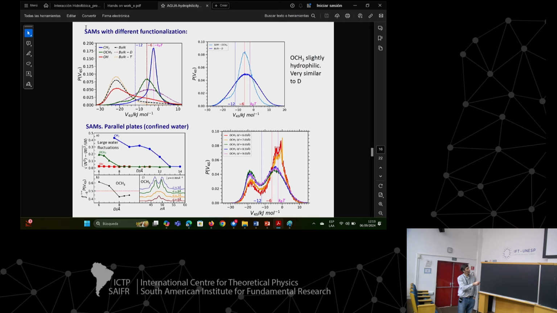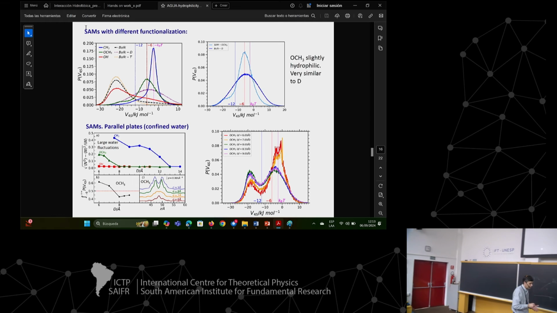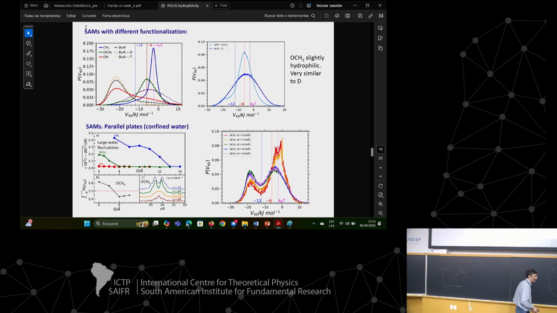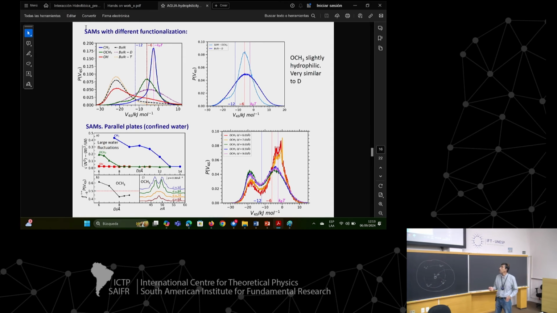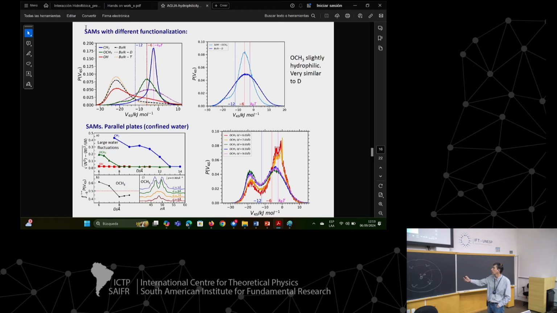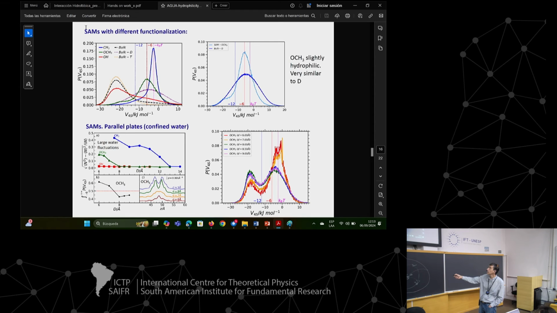This is the behavior for a hydrophilic case. This is the sum with hydroxides. It's always very low fluctuations. That is, water molecules fluctuate very little. It's very difficult to extract water molecules from the surface. This is the case for the hydrophobic sum. Of course, if distance is large, you are like bulk in between the two layers.